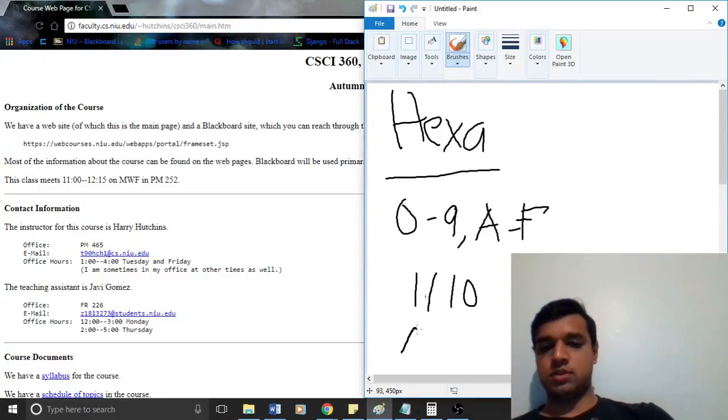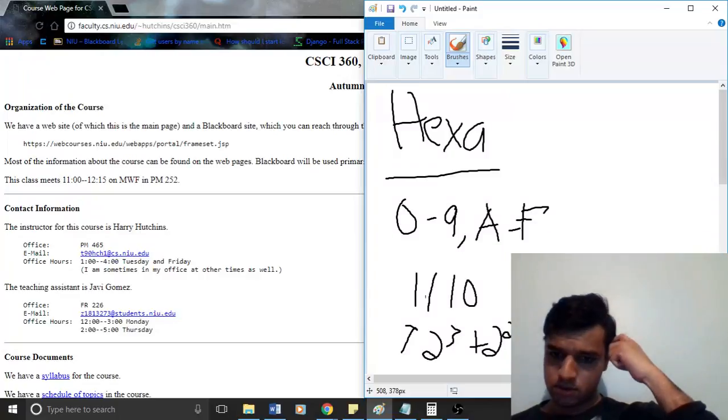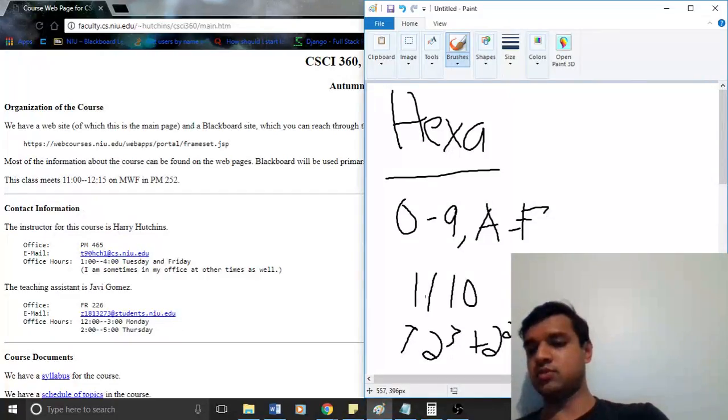So the first one is 2 to the third. The second one is 2 to the second. The third one is 2 to the first. And the last one is 2 to the 0. You don't have to worry about the 0 because that bit is a 0. So worry about these three, which is 8 plus 4 plus 2. 8 plus 4, which is 12, plus 2 is 14.